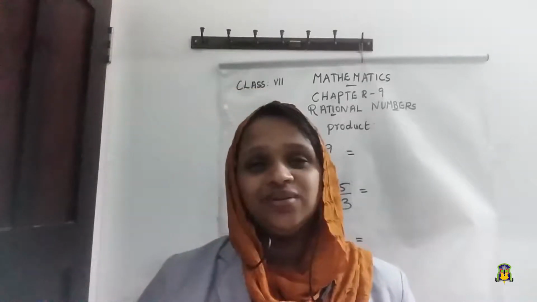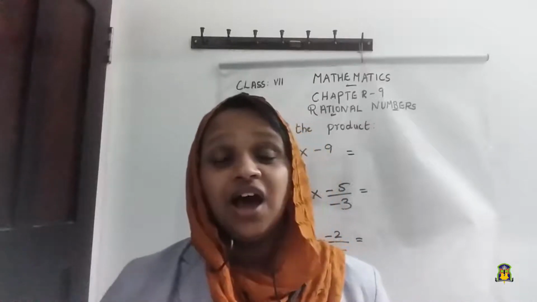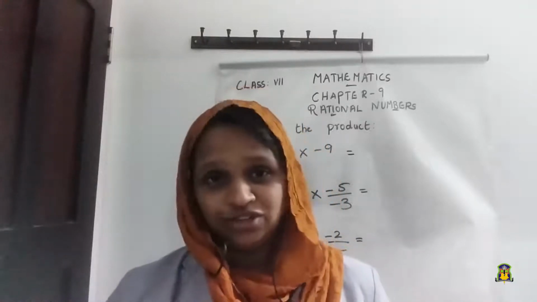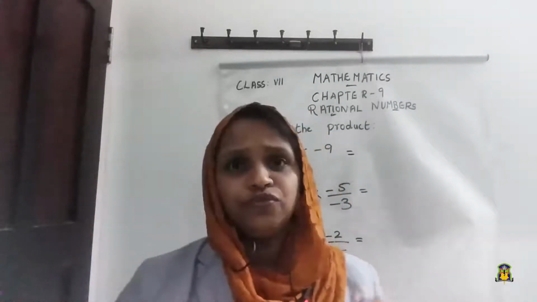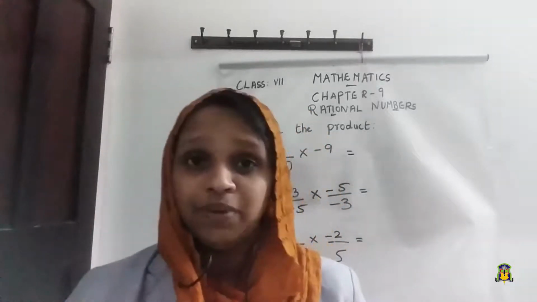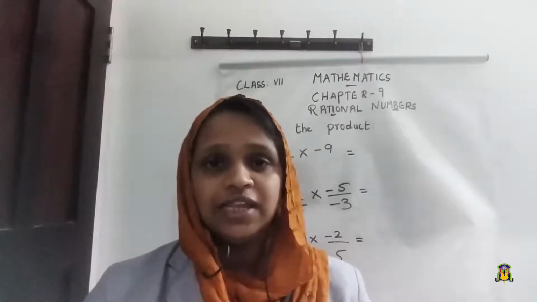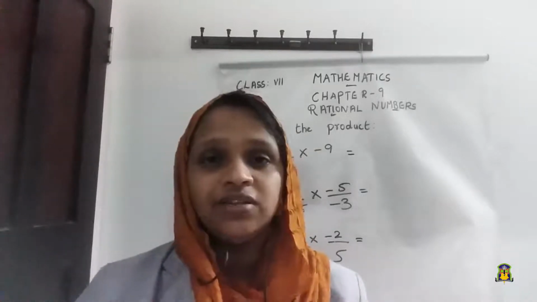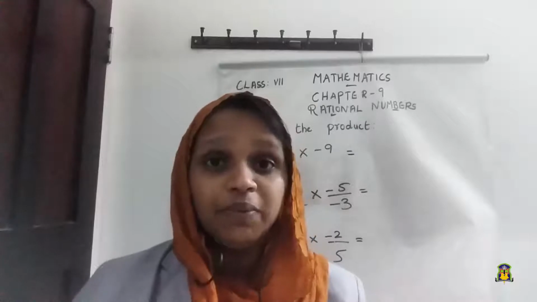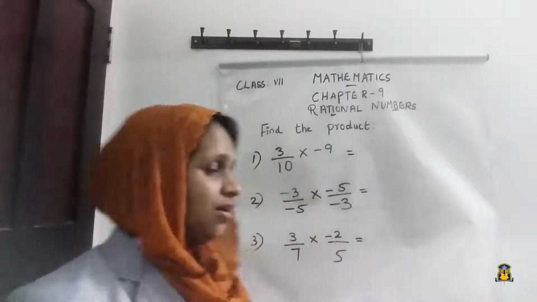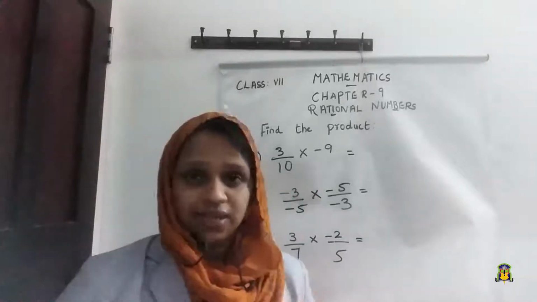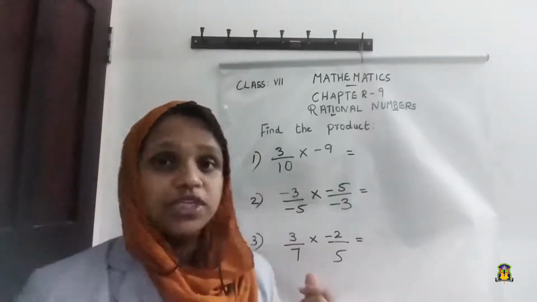Okay, today we are going to discuss how to multiply two rational numbers. In this, we already learned for fractions how to multiply two fractions, isn't it? That means we multiply the numerators, and multiply the denominators, isn't it? Like that we do. So here also we are doing the same. So we can discuss the first question.